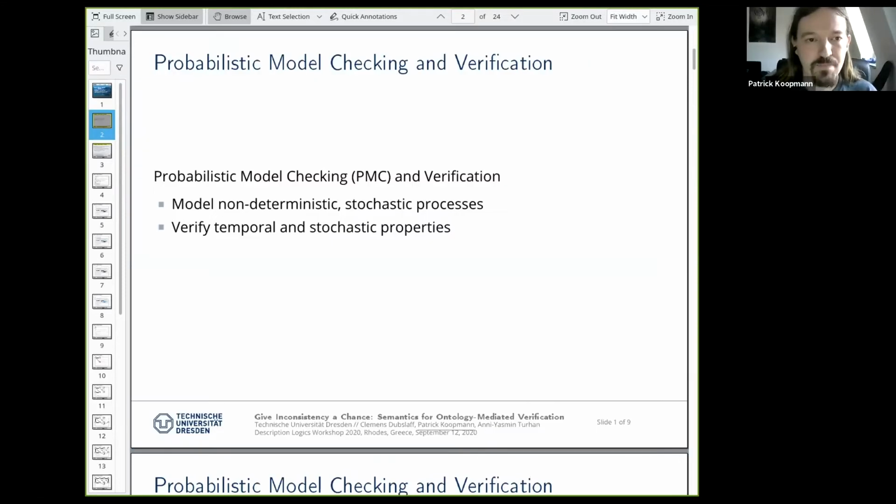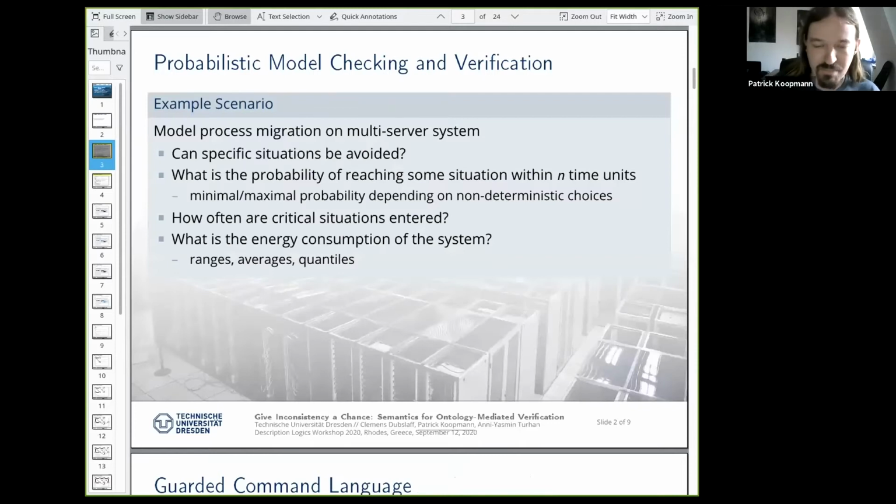So this talk is concerned with probabilistic model checking and verification, the other big area that has to do with logics in computer science. And the main problem here is that one wants to model some non-deterministic stochastic processes or systems on which we then want to verify temporal and stochastic properties. Since this can be better explained with an example, I do this also here.